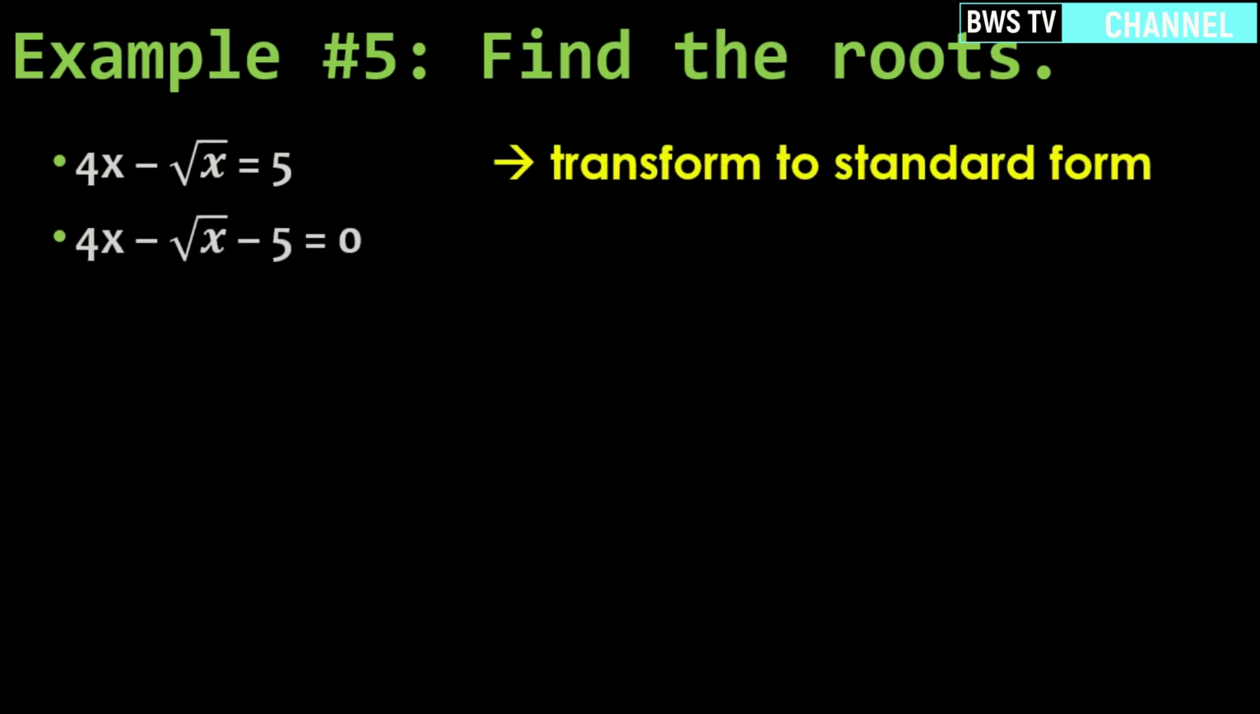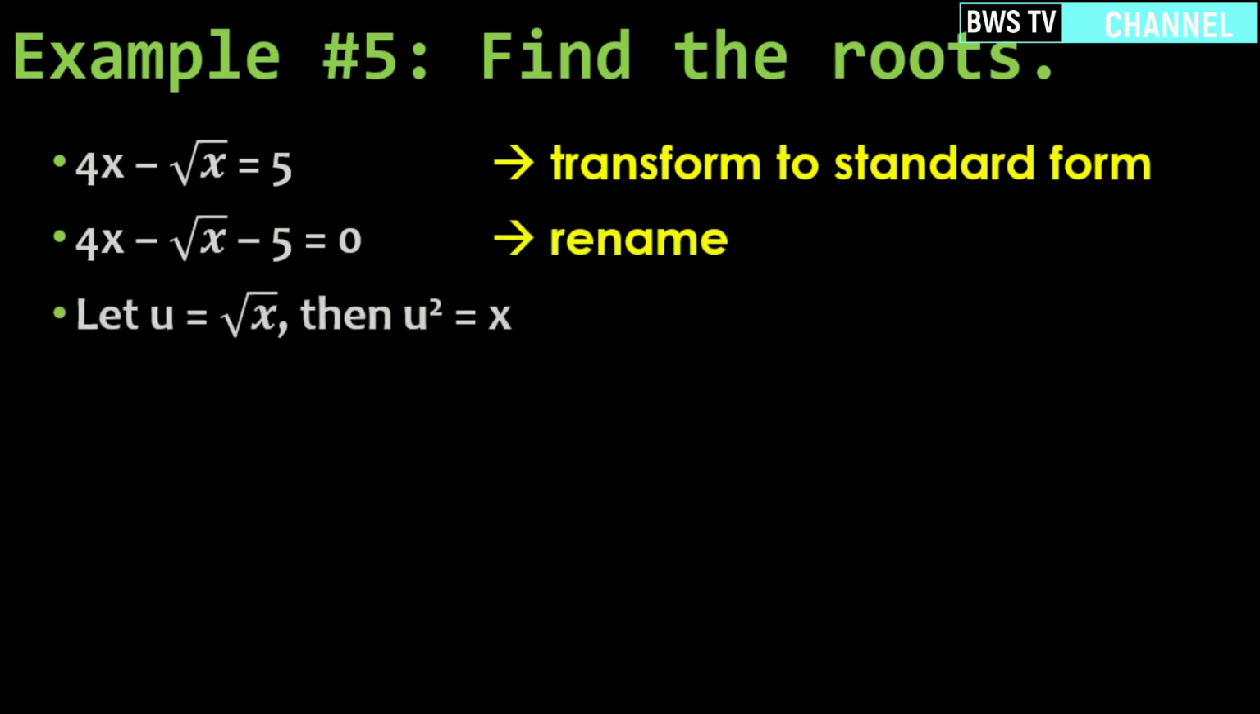We have now example number 5. Find the roots of the equation 4x minus square root of x is equal to 5. It's not really like a quadratic equation, but later we can see how it will become a quadratic equation. So first, transform into standard form. Then after you transform it, rename. Let u is equal to square root of x, and then let u squared is equal to x.